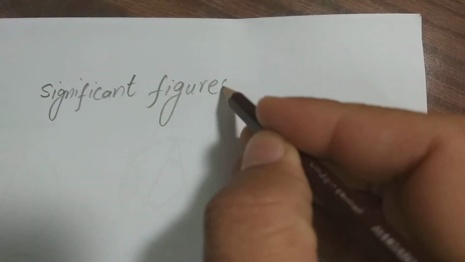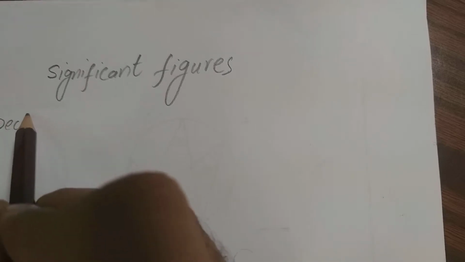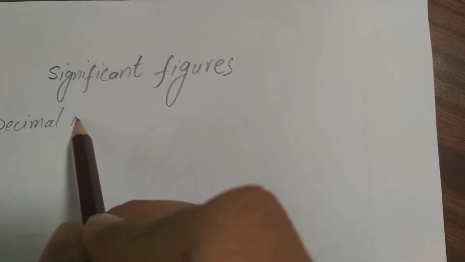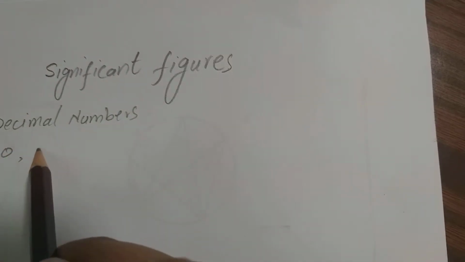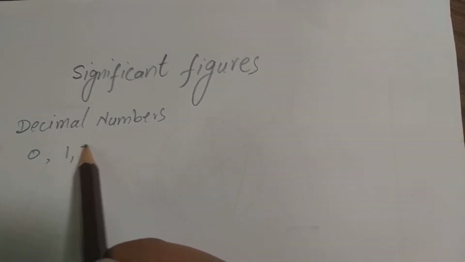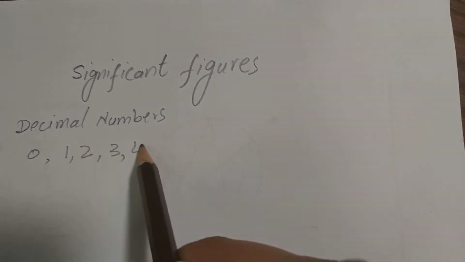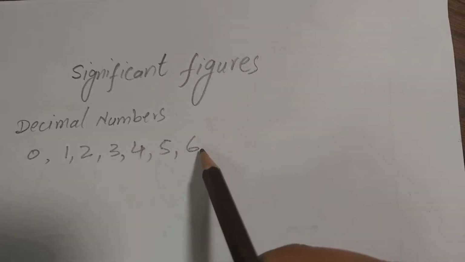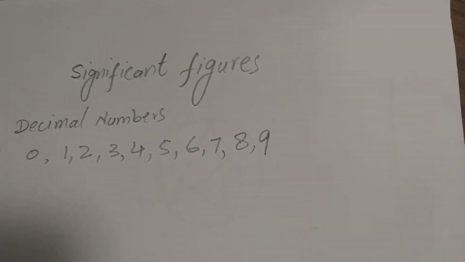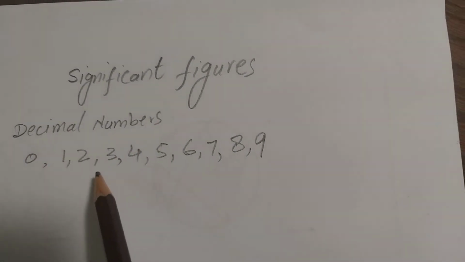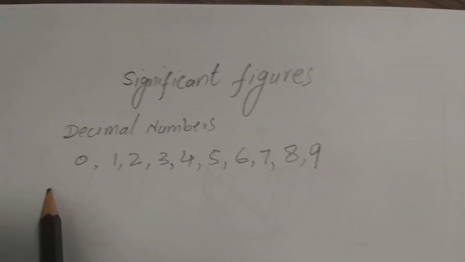Today we will discuss significant figures. Significant figures are based on the decimal system, which uses the digits 0, 1, 2, 3, 4, 5, 6, 7, 8 and 9. Because the decimal system is based on 10 numbers, we just start from 0 to 9.